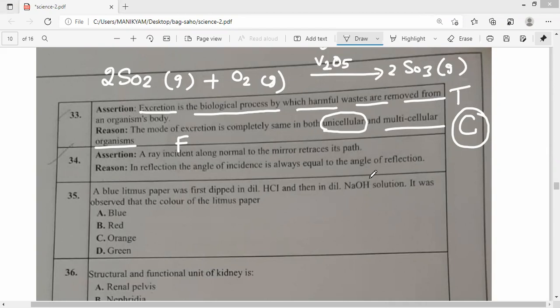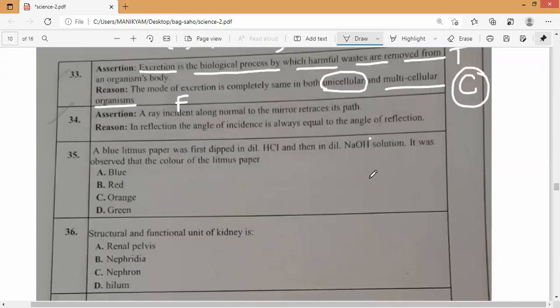Next, physics. A ray incident along the normal to the mirror retraces its path. Retraces its path. Normal. Please check it. Retraces its path. Next. In reflection, the angle of incidence is always equal to the angle of reflection. Yes.